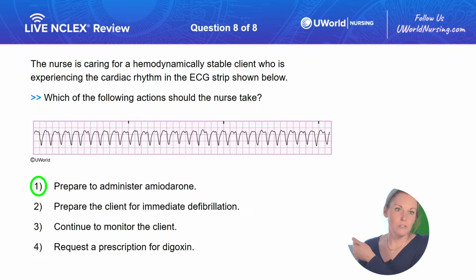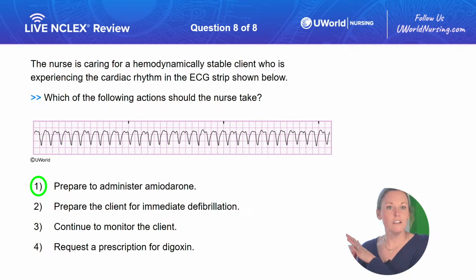What we see in option 2, we're not going to defibrillate this client. Again, they're stable, they have a pulse, we're okay. We don't need to defibrillate them. We would defibrillate when we got to VFib, so defib, VFib. We're not going to just monitor this client. Same idea. VTach is a precursor to VFib. We want to intervene so we're stopping that cascade to this lethal dysrhythmia.